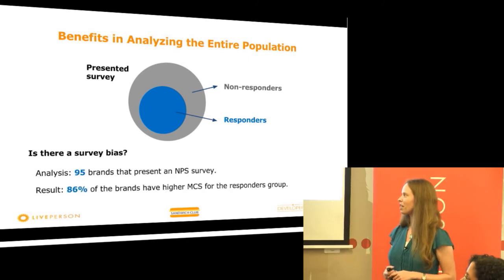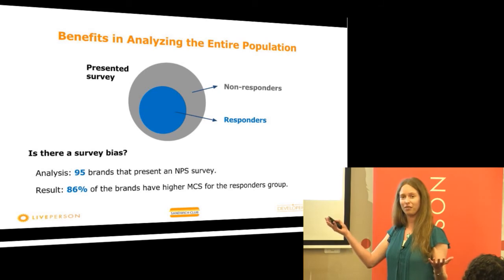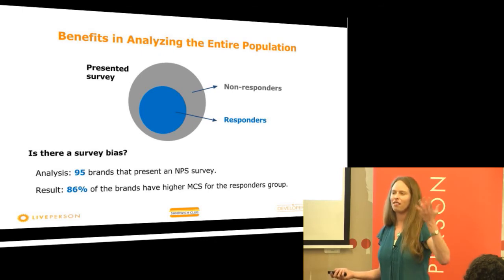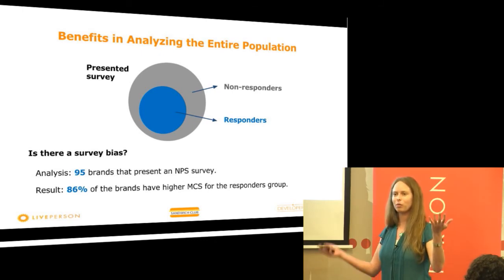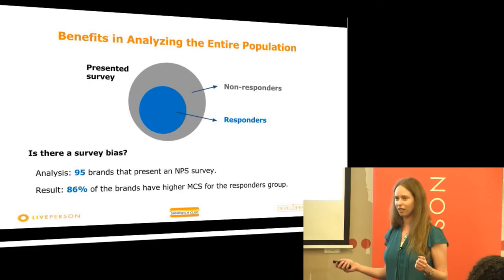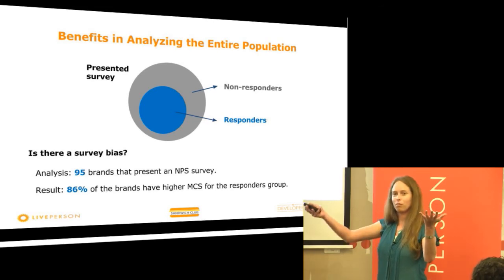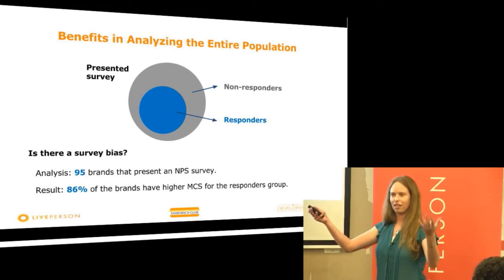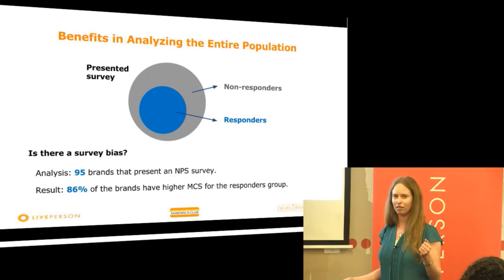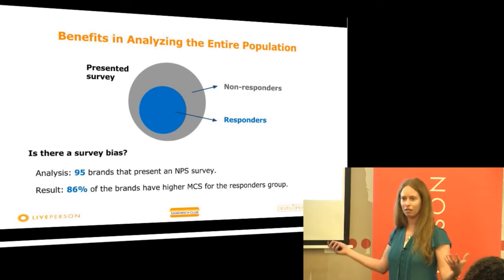What we found out is that for 86% of these brands, the MCS of the responders group was higher. So the people that respond to surveys have higher MCS values. Those two populations, the responders and non-responders, are actually two different populations. When our customers take the responders' answers and assume the non-responders are the same, they're actually over-optimistic. In most of the cases, more positive people answer the surveys, and then we have this bias, and therefore it is important to analyze all the chatters.